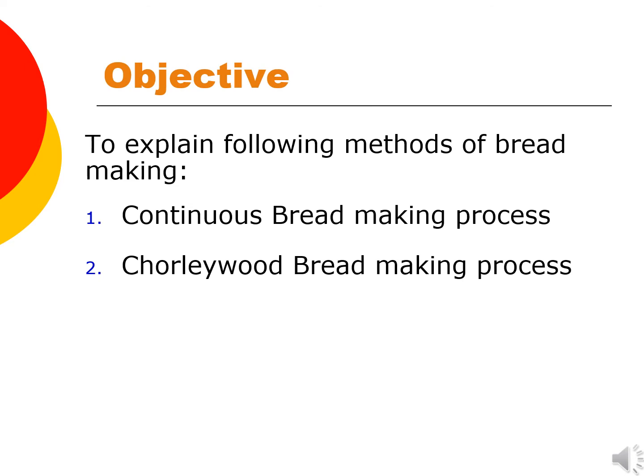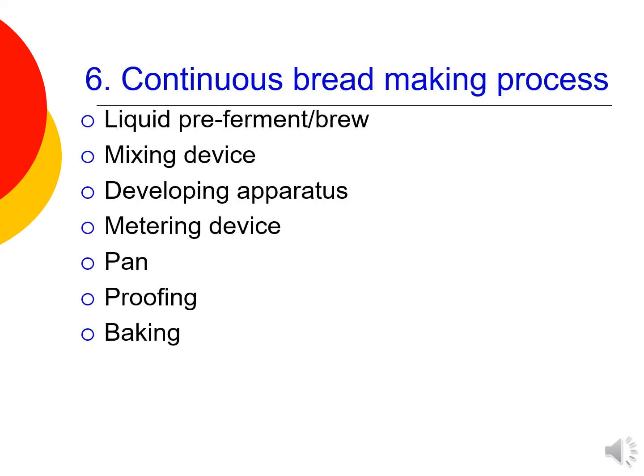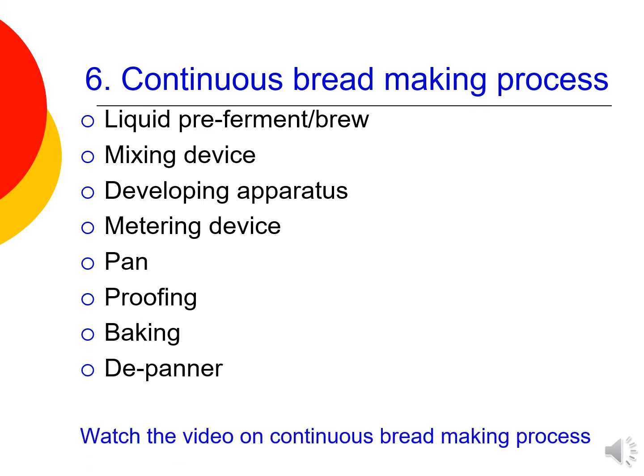The objective is to explain the following methods of bread making: continuous bread making process and Chorleywood bread making process. Both are commercial methods of bread making. Let's discuss the first commercial method of bread making, that is continuous bread making process.